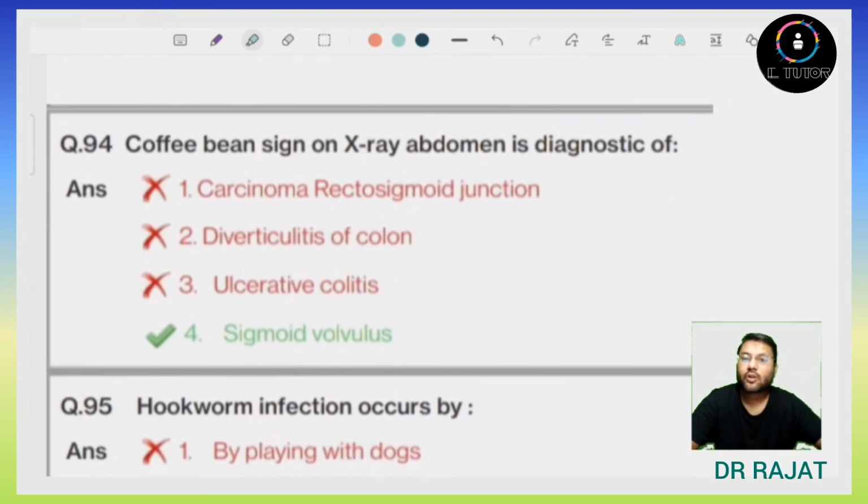Next question is coffee bean sign on X-ray is diagnostic of. So this is a direct question. It is seen in sigmoid volvulus.